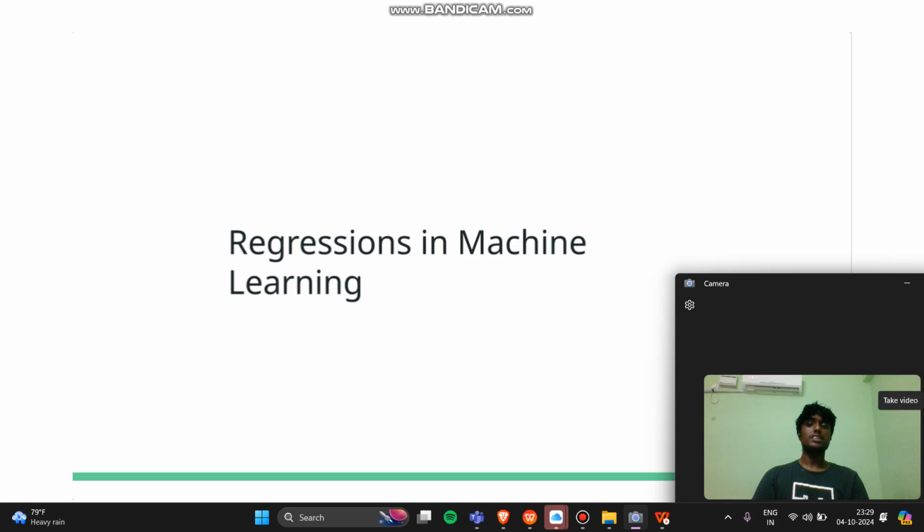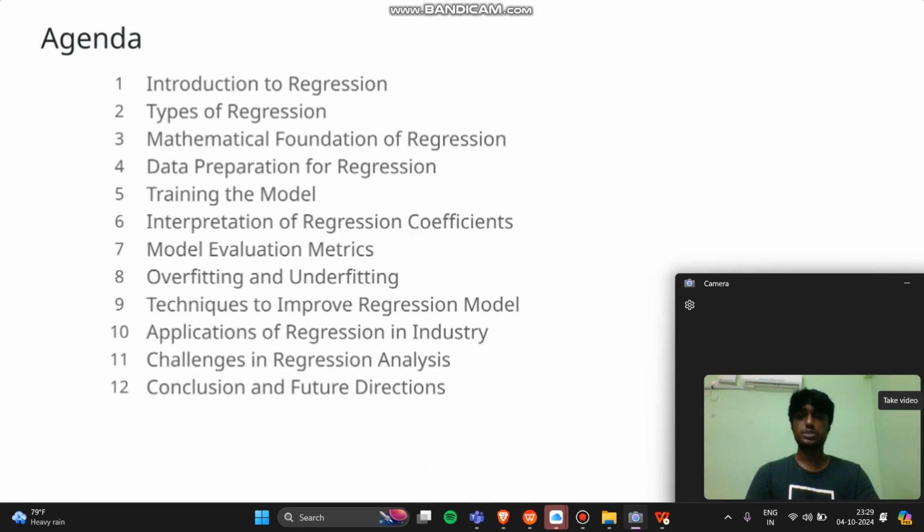Today we are going to see regressions in machine learning. So, what are the topics? The topics are introduction to regression, types of regression, mathematical foundation of regression, data preparation for regression, training the model, interpretation of regression coefficients, and etc.